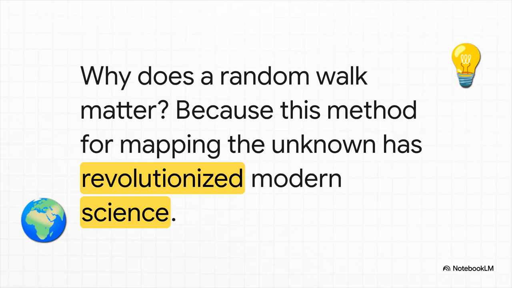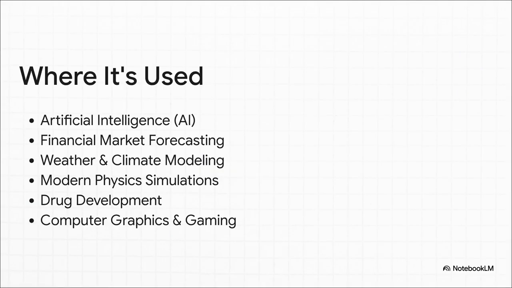Well, because this ability to explore the unknown just by using randomness has pretty much changed everything in modern science and tech. Look, this stuff isn't just some dusty academic theory. These methods are the engine behind modern AI. They're used to forecast the stock market, to build climate models, to simulate things in physics we can't build. They're critical for developing new drugs, and they're even used to create the stunningly realistic lighting you see in movies and video games. They are literally everywhere, quietly solving problems that used to be unsolvable.